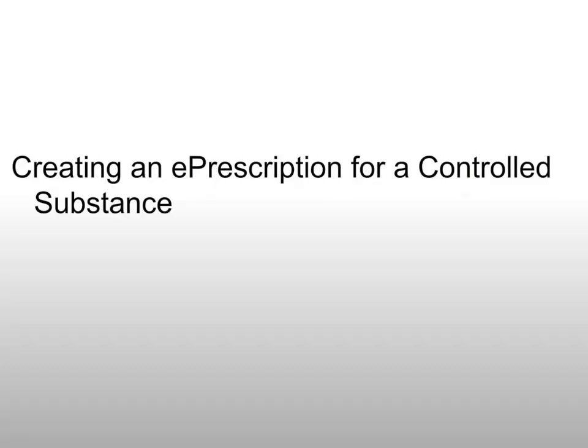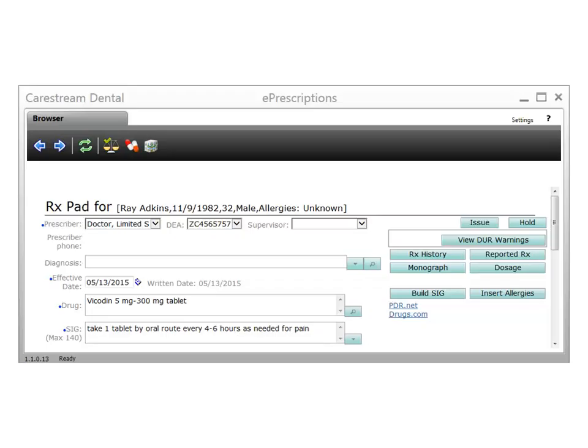Creating an ePrescription for a controlled substance. The process for creating an ePrescription for a controlled substance is the same as creating a new ePrescription up until the point of issuing the prescription. Controlled substance prescriptions require an electronic signature from the prescriber prior to being issued to the pharmacy. Carestream Dental eServices uses Change Healthcare and their ID.me service for provider authentication when prescribing controlled substances.